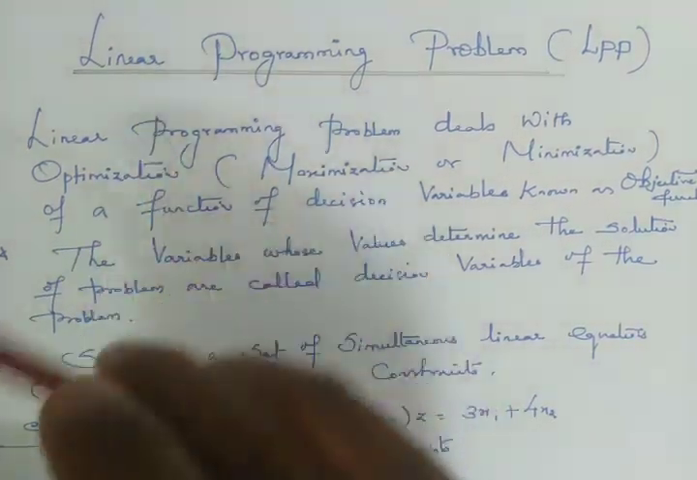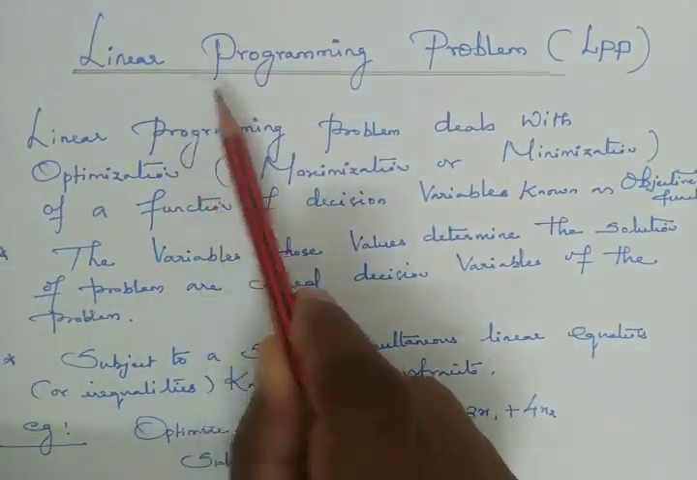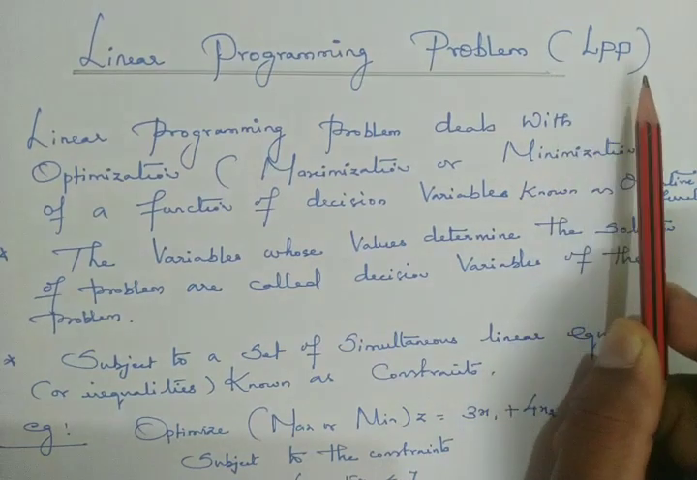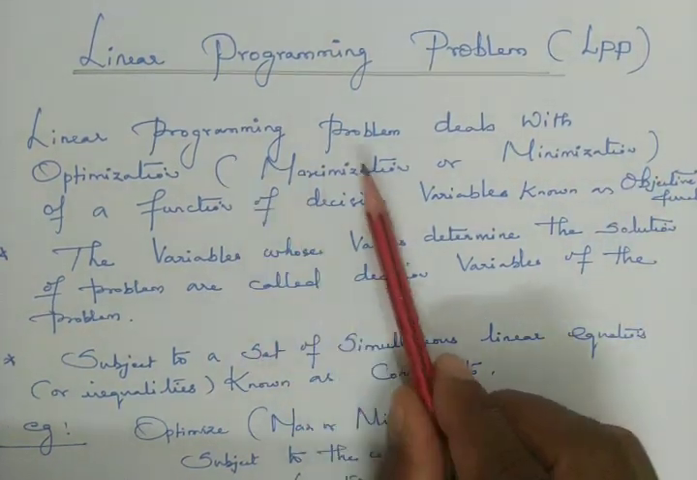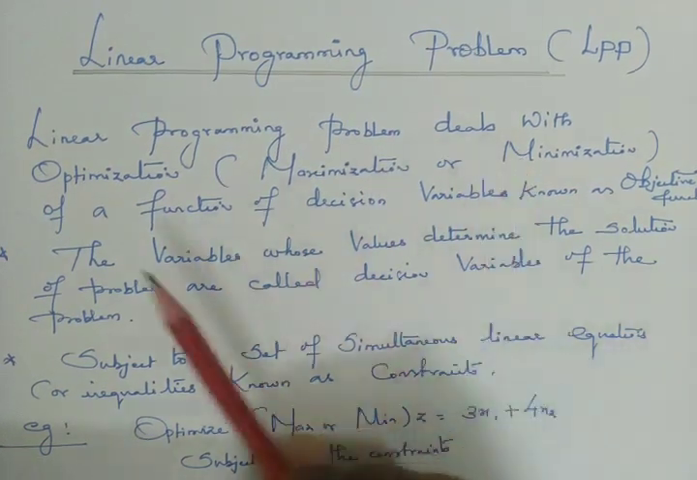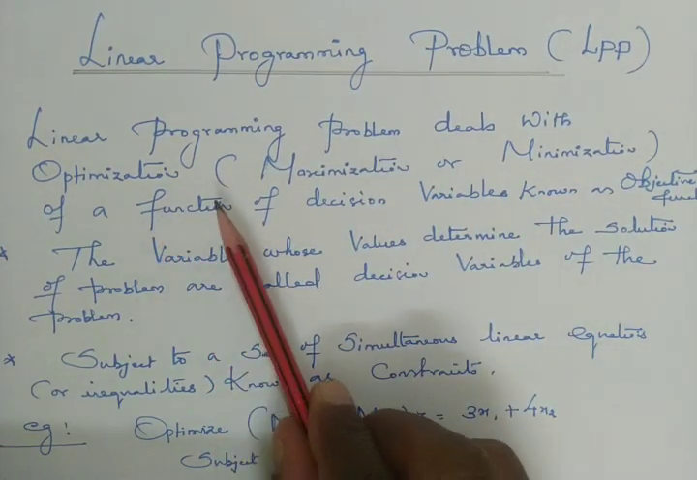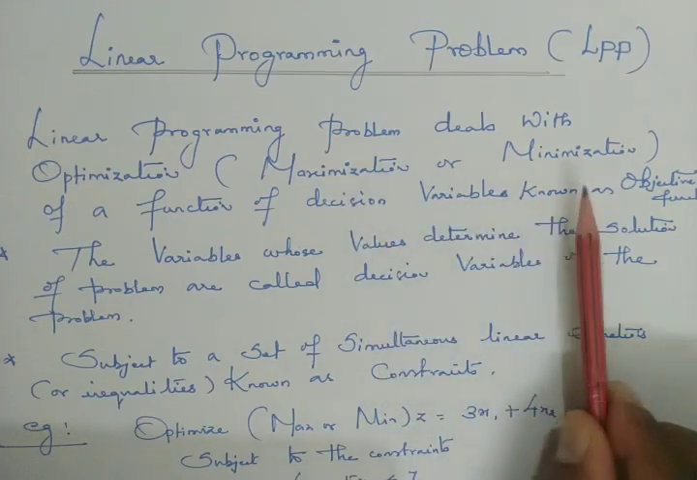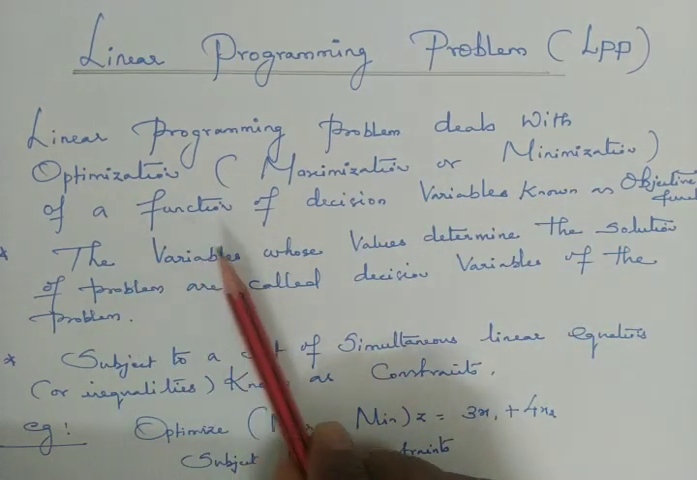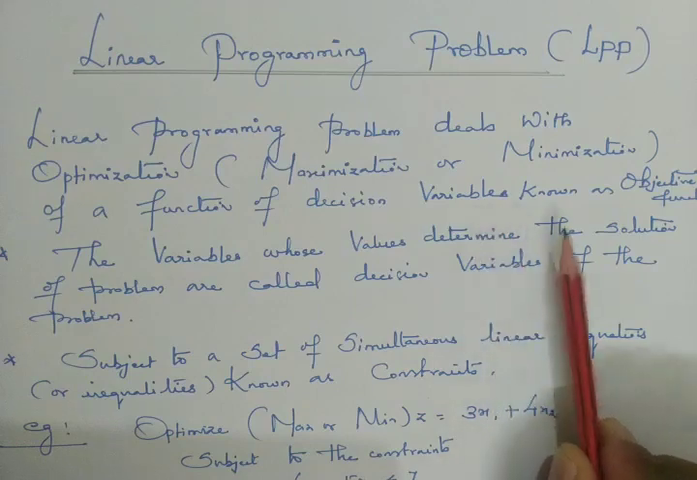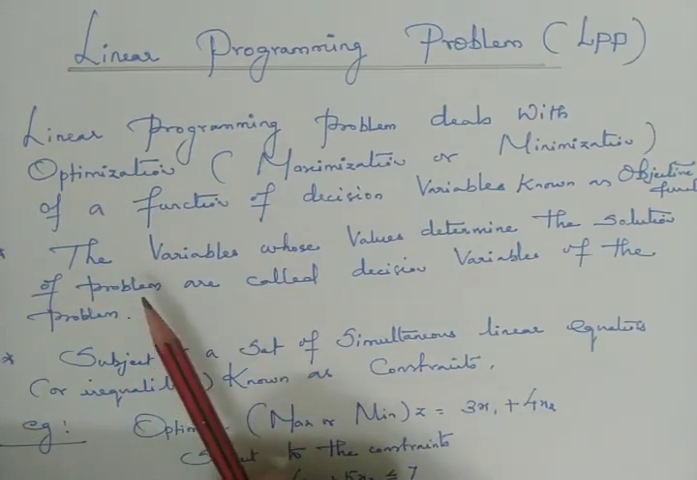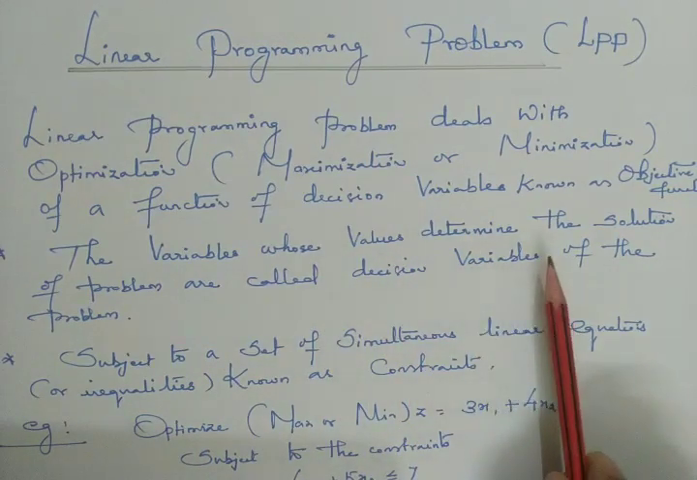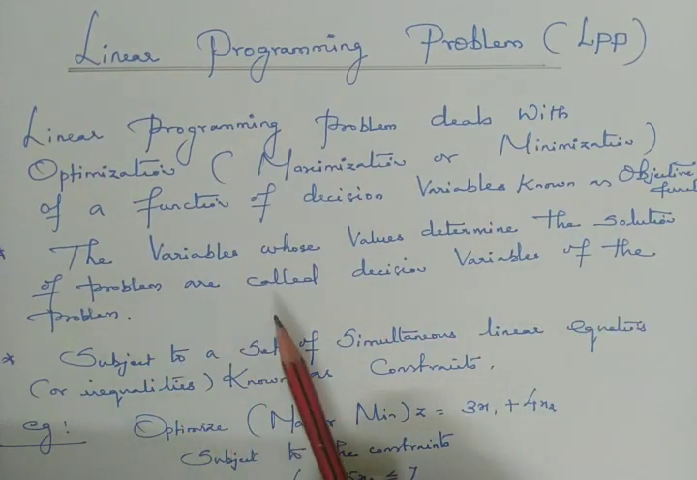Good morning, friends. Now we are going to discuss the topic: linear programming problem (LPP) in operations research. Linear programming problem deals with optimization. Optimization means either maximization or minimization of a function of decision variables, known as the objective function. The variables whose values determine the solution of a problem are called decision variables of the problem.